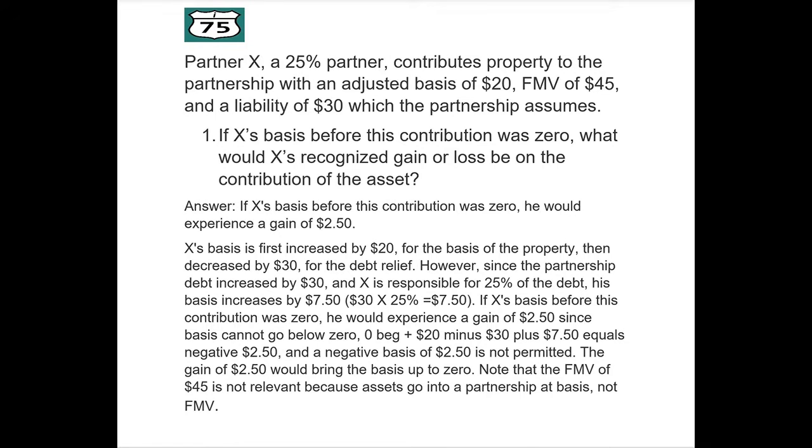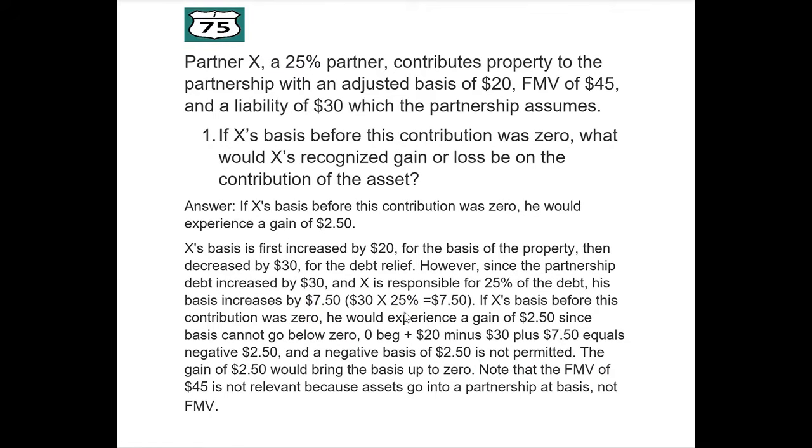X's basis is first increased by 20 for the basis of the property. So that would bring him from 0 to 20. Then decreased by 30 for the debt relief, and that would bring him to minus 10. However, since the partnership debt increased by $30, and X is responsible for 25% of the debt as a 25% partner, then X's basis would increase by $7.50, which is 25% of the $30.